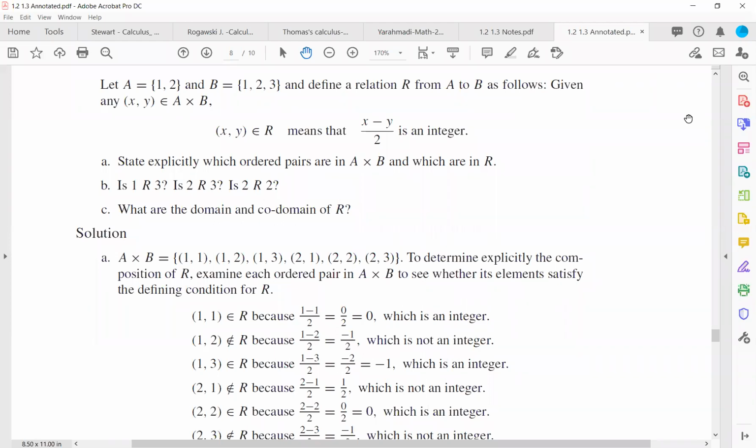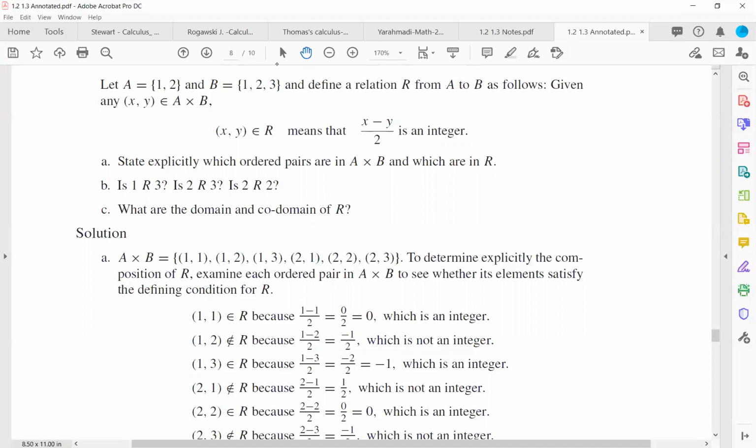Very well, for part A cross B, or the Cartesian product between A and B, is the collection of all ordered pairs such that the first element is coming from set A, second element is coming from set B, and you list all of them. 1 and 1, 1 and 2, 1 and 3, 2 and 1, 2 and 2, 2 and 3 is the set of all elements in the Cartesian product of A and B.